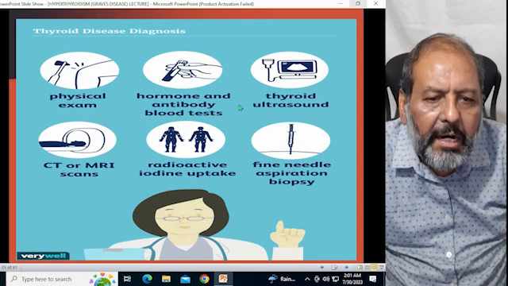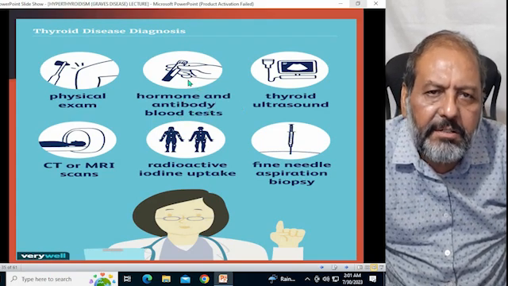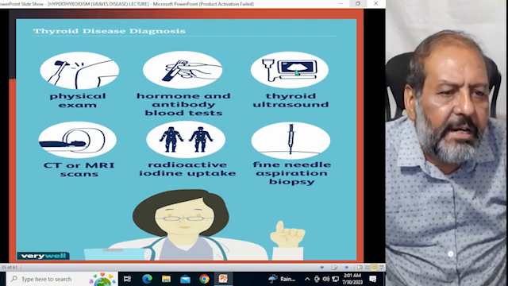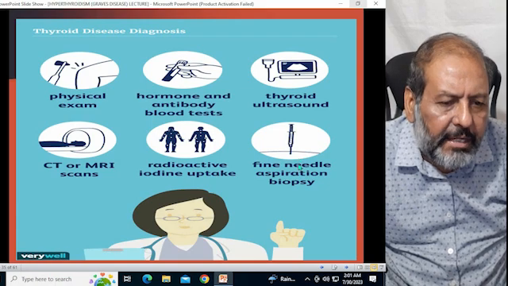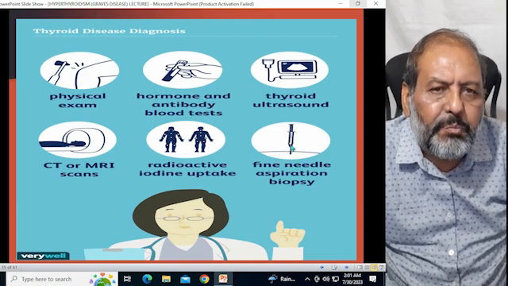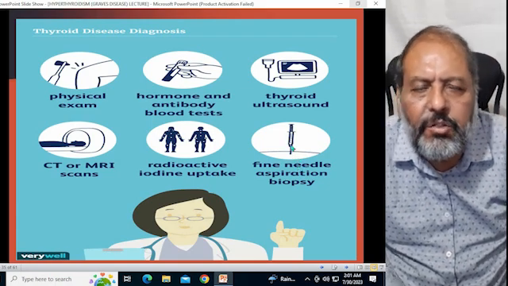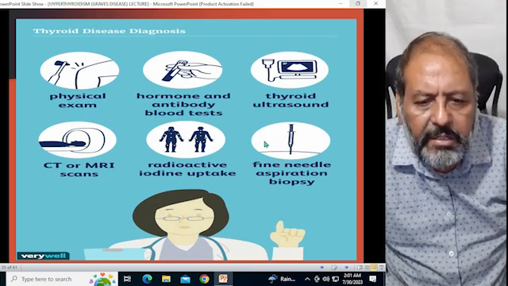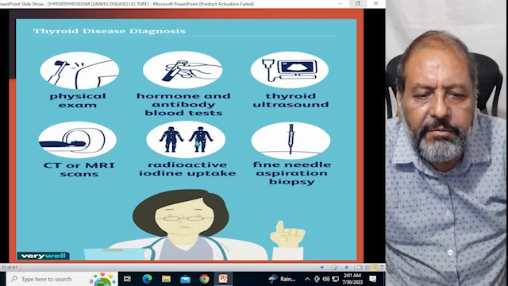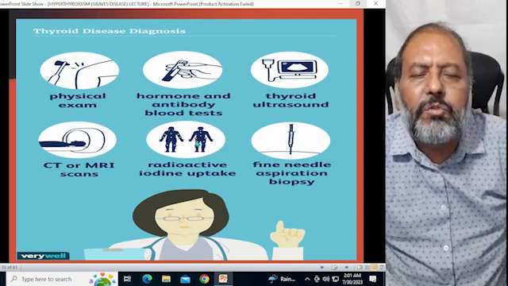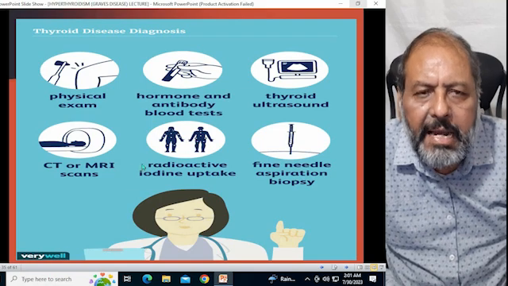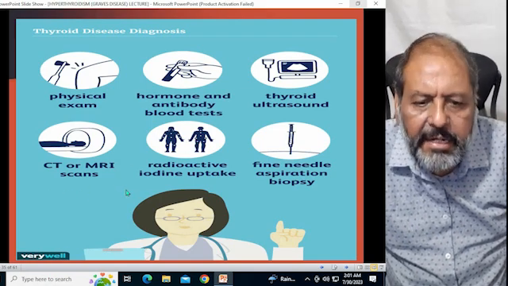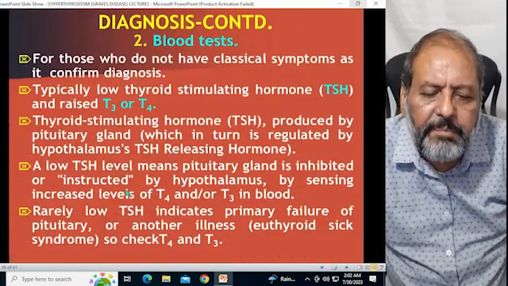One can use the hormones and the antibody blood test to measure the thyroxine, and then thyroid ultrasound to see any enlargement or the adenoma, and fine needle aspiration biopsy to see the nature of the tissue of the thyroid gland, whether it is cancerous or non-cancerous. Then radioactive iodine uptake to see how much iodine the gland is taking, whether high or low, and then CT or MRI scan can also help as part of imaging.